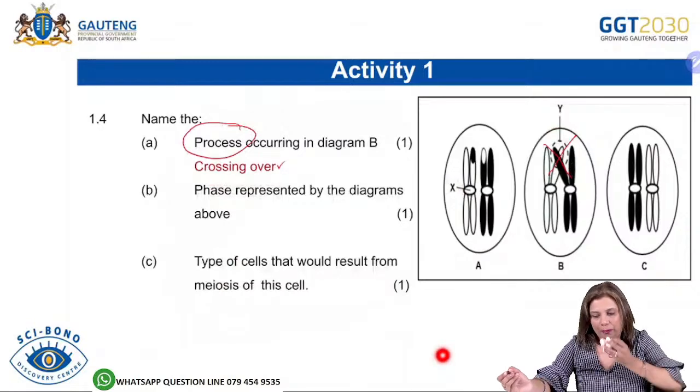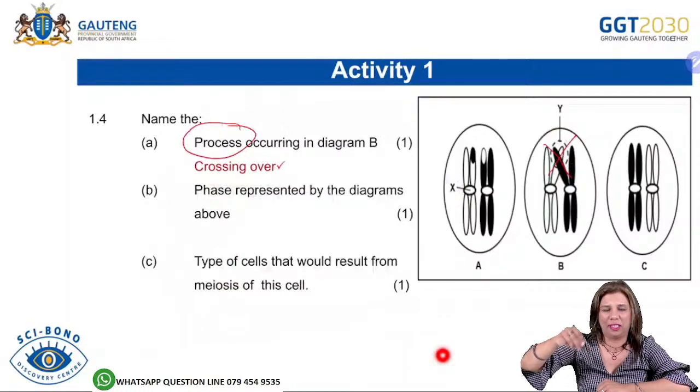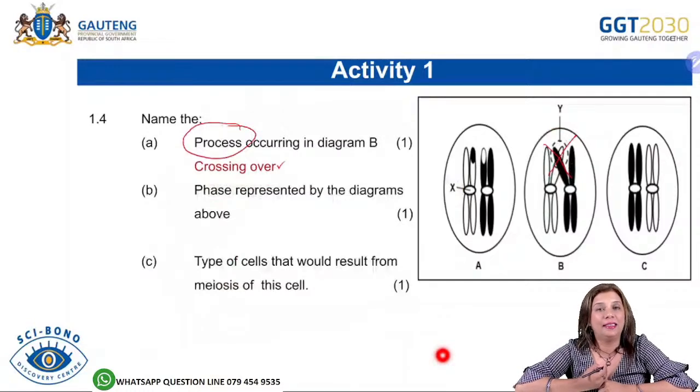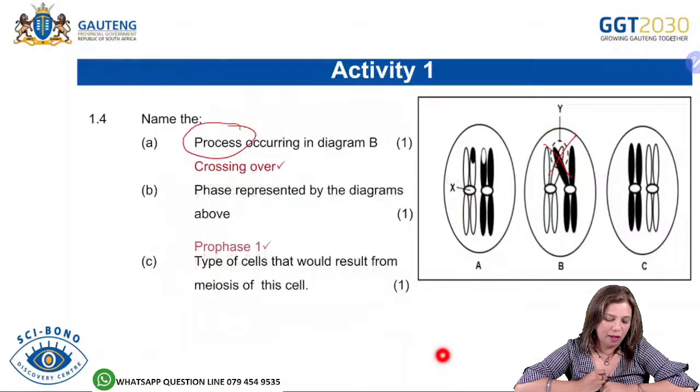What phase is this whole process happening in? Like I said, you eliminate. Don't just be quick to write your answer. Think back to IPMAT. Is it interphase? No. Is it metaphase? Nothing in the middle. Anaphase? Nothing moving away. Telophase? No, two cells. It is? Yes, it is prophase 1.